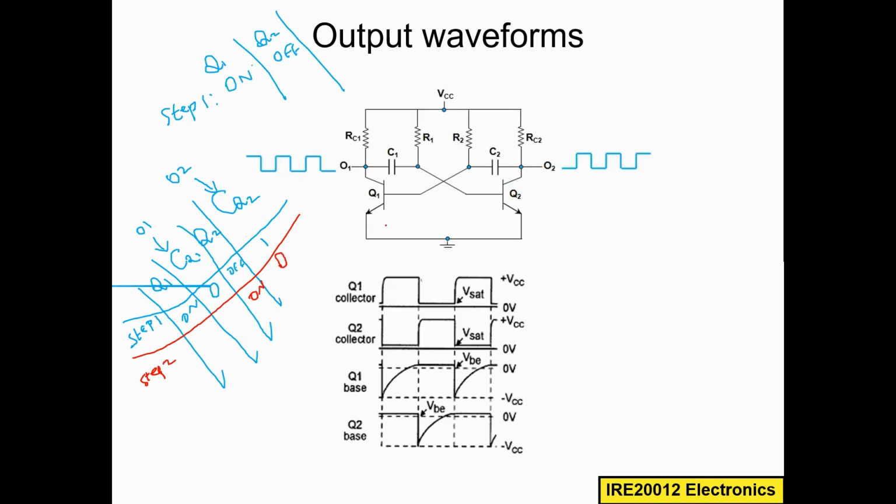Okay. Now what is happening? This 0 is driving the base of Q1. So Q1 is off now.